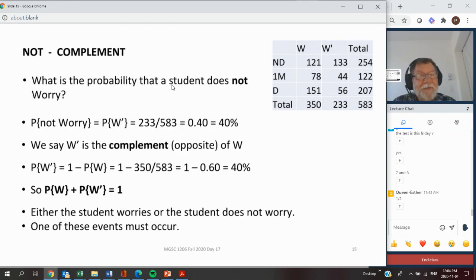Another piece of jargon. What if I said, what's the chance a student did not worry? How do we write that? Well, usually what we do, if you're saying just the opposite of something, worry, not worry, then I'd put a W with a little tick mark above it. And that would be my way of writing that type of thing. And you can see that on my table here.